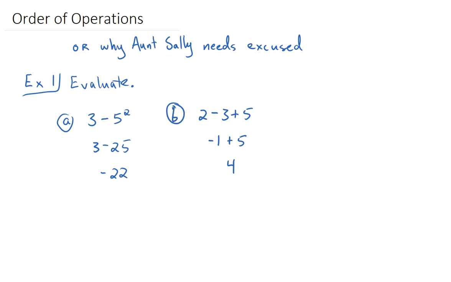Let's do a part C. Let's say we have 15 divided by 3 times 6. Again, division and multiplication are on the same level of the hierarchy, so we would just work it left to right. The division of 15 divided by 3 is 5, and we bring down the times 6, and that gives us a 30.